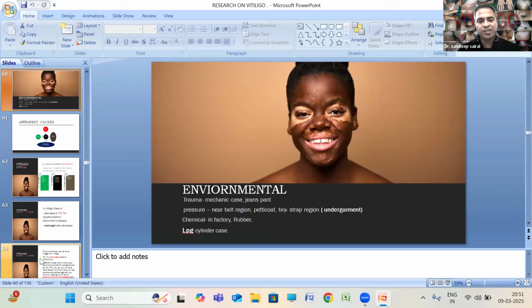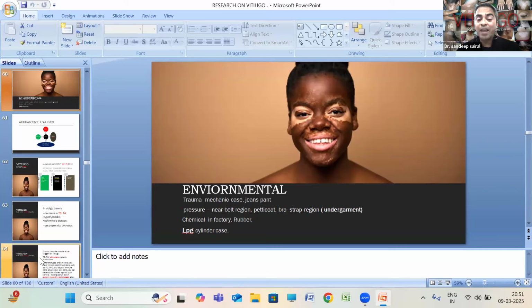Okay. Next one is the belt region. You will find more vitiligo cases in the petticoat region, the strap region, or the bindi spot region. Persons working in a chemical factory with bare hands can have vitiligo. Rubber sleepers: some people say that they develop vitiligo and it looks like they are wearing the rubber sleeper. Okay, even if they are not wearing it, it is due to the rubber reaction.